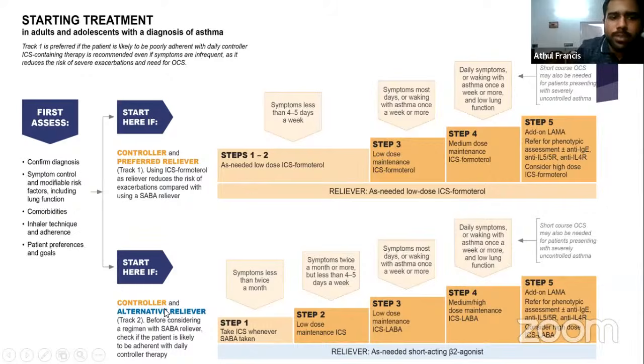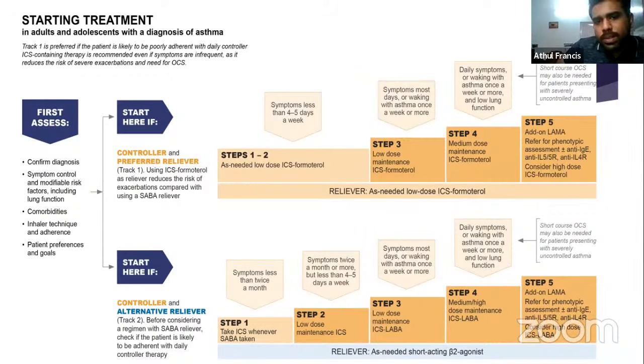It's entirely up to the physician whether he wants to use track 1 or track 2. In track 1, the ICS formoterol is used as a reliever, which reduces the risk of exacerbation compared with using a SABA reliever. In track 2, before considering a regimen with SABA reliever, check if the patient is regulated with daily controller therapy. So ideally, although there are track 1 and track 2, it's up to the clinician. They always say that track 1 is way better than track 2.